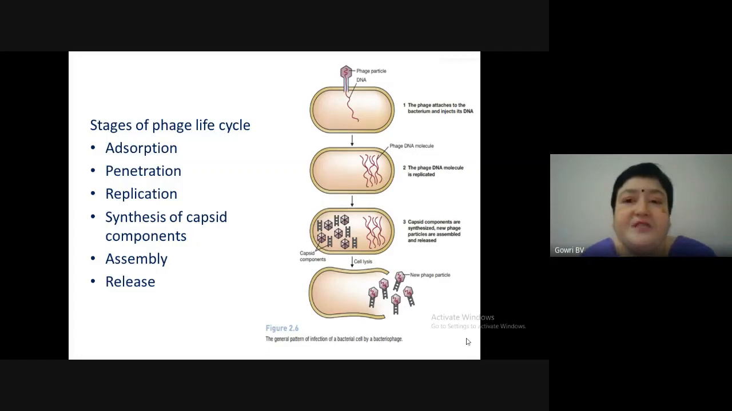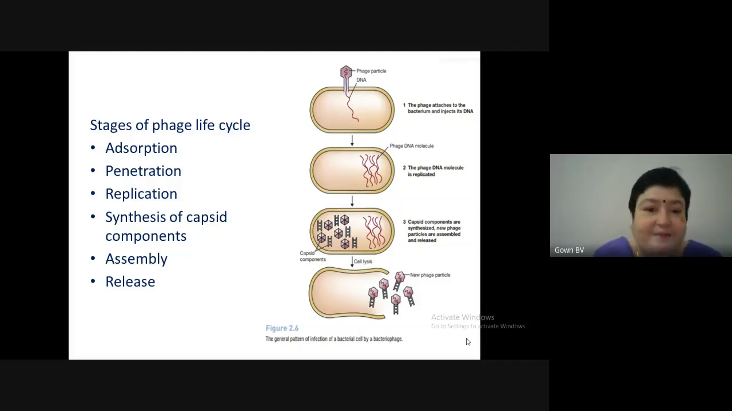So now look into this diagram on your right extreme, which is a general pattern of infection of a bacterial cell by a bacteriophage. In the first top diagram, the phage attaches to the bacterium and injects its DNA. That phenomenon we call adsorption. The second stage is penetration of the DNA molecule and replication of the DNA molecule. So the phage DNA molecule is replicated.